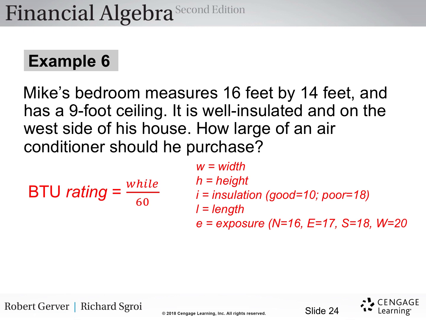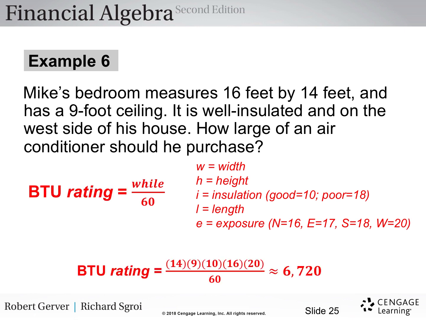Okay, we have a formula here which can calculate the approximate BTU ratings. BTU rating is equal to WHILE over 60. Well, what is WHILE equal to? WHILE is simply an acronym for width, height, insulation, where good is 10, poor is 18, length, and E for exposure. If it's a northern exposure, it's 16, east 17, south 18, and west 20.